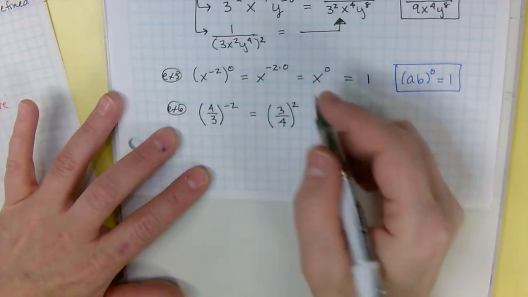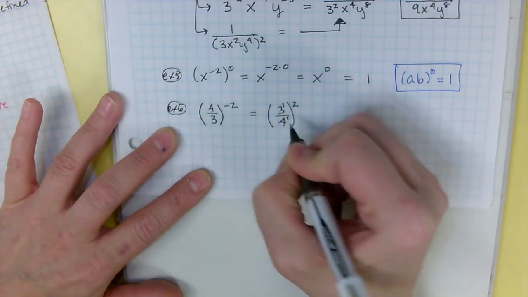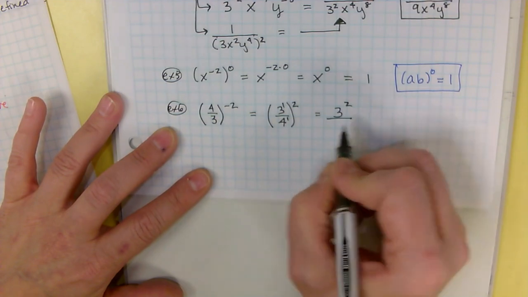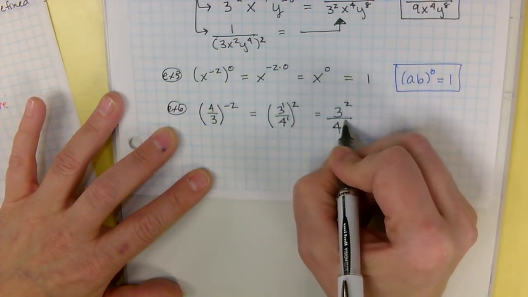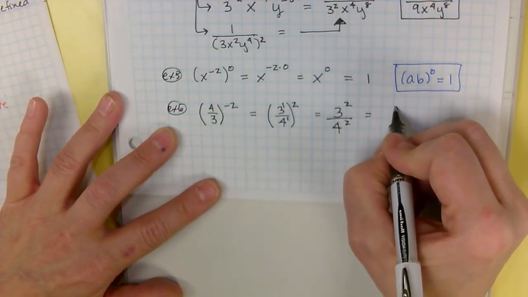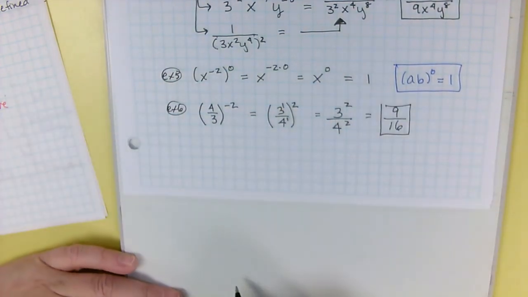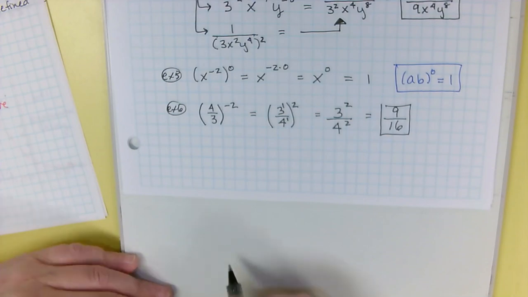Now when you distribute, because it's 3 to the 1, 4 to the 1, it's 3 to the 1 times 2, which is 2, 4 to the 1 times 2, which is 2, and that becomes 9/16. So that's one way to handle it.